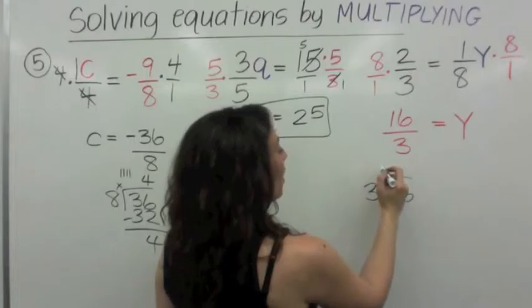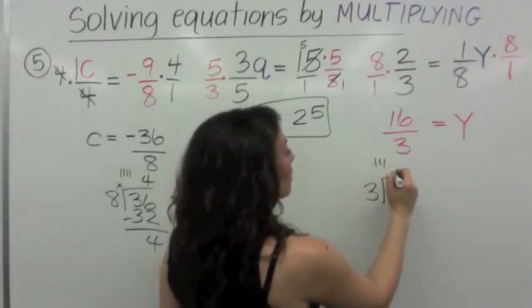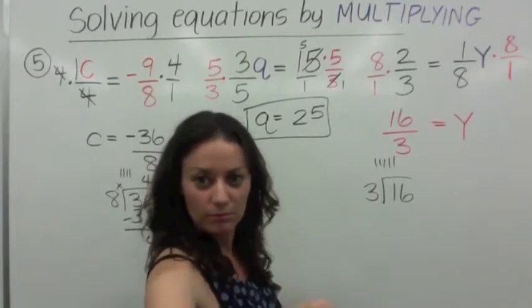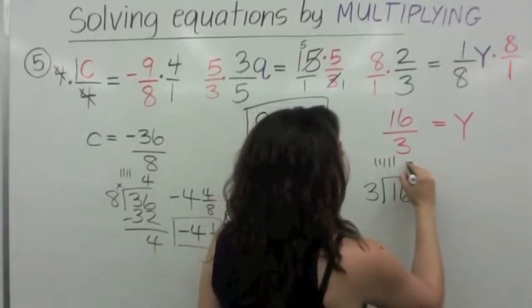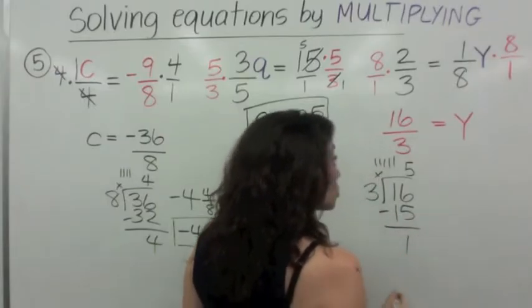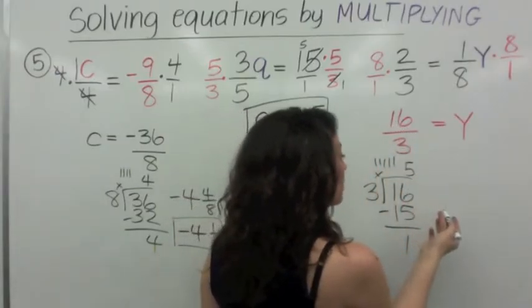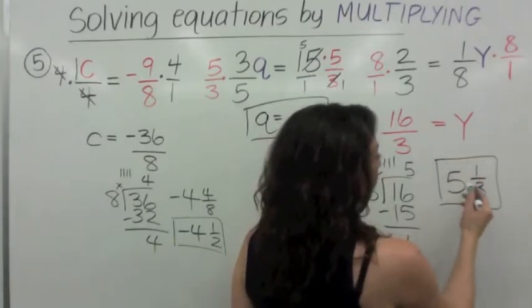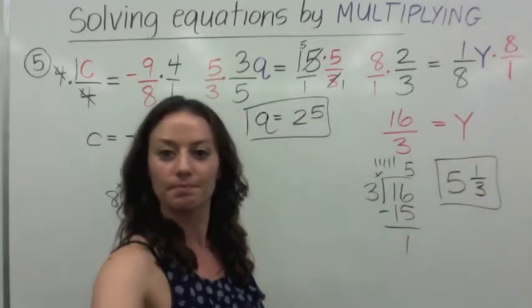We say 3, 6, 9, 12, 15. Okay, 15, 5. It's a Schoolhouse Rock song. Yeah? Okay. It's 5. And your remainder is 1. So really, 16 divided by 3 is 5 and 1/3. Okay? So either of those answers are acceptable. If you want to go the extra mile and make it a mixed number, that's great.